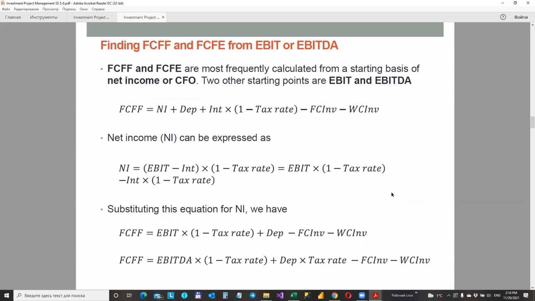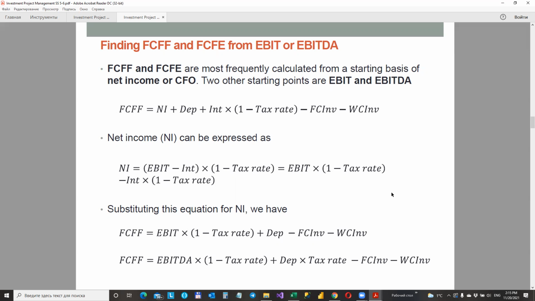And the next topic is finding free cash flow to the firm and free cash flow to the equity from EBITDA and EBIT. It's a very common situation for many financial models. So FCFF equals EBITDA times 1 minus tax rate, plus depreciation times the tax rate, minus investment in fixed capital and working capital. Just compare these equations and look at how the difference in depreciation is handled.